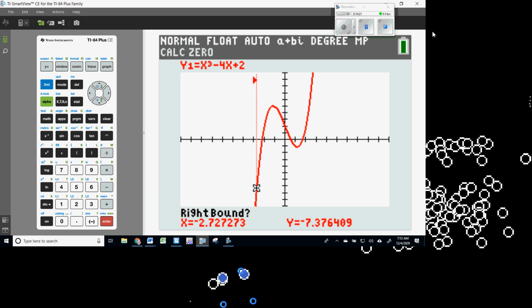Now it says to go right. So you want to go back close to the point and go to the right, and hit enter. Now, depending on your calculator, since older ones may not have it, you should see these 2 lines. The answer I'm looking for is between those 2 lines. I hit enter again, and there's my answer: -2.21432. That's kind of cool.